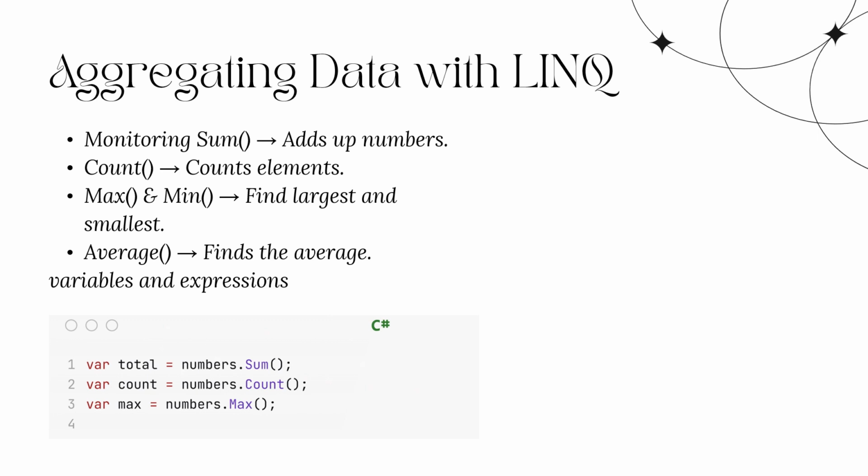And for example, if we have a list of product prices, we can quickly find the total cost using Sum, or determine the cheapest and most expensive product using Min and Max.